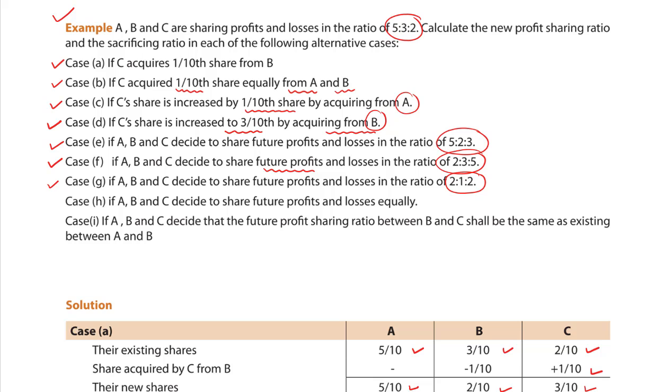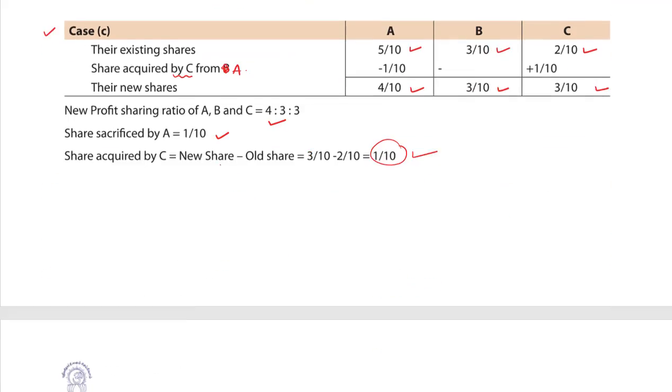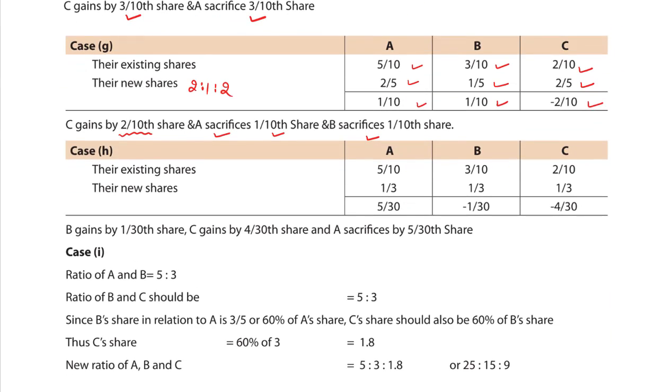Case H. If A, B and C decide to share future profits and losses equally, that is 1 is to 1 is to 1. Their existing share is 5 by 10, 3 by 10 and 2 by 10. New share is 1 by 3, 1 by 3, 1 by 3.